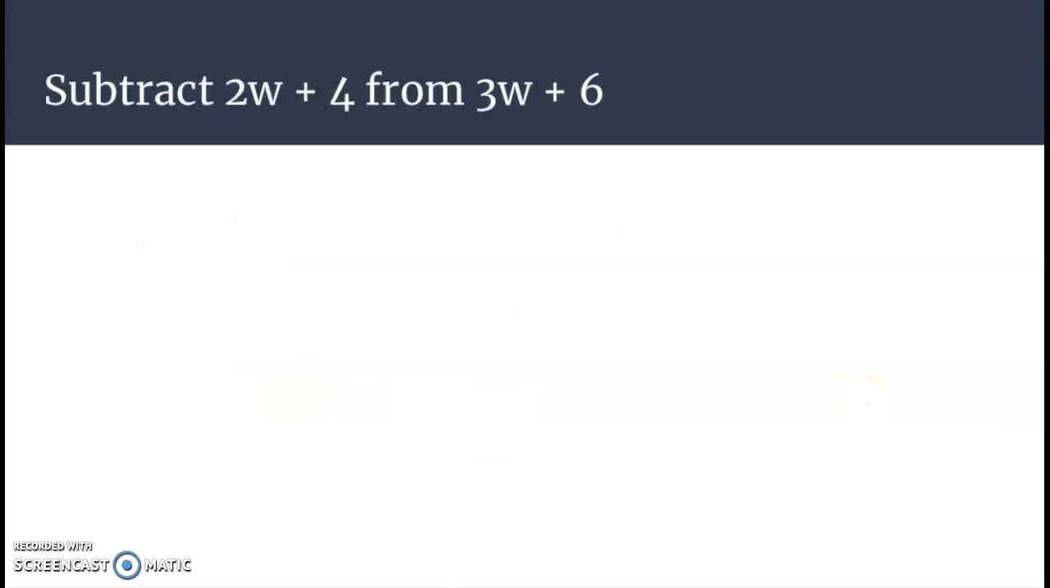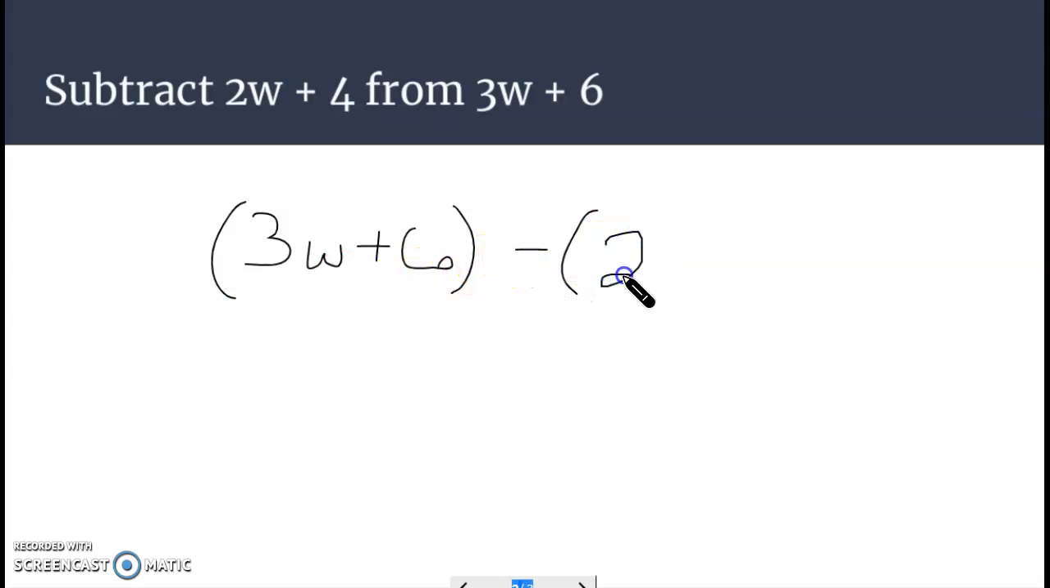Now let's look at subtraction situations. It says subtract 2w plus 4 from 3w plus 6. So we're going to write the 3w plus 6 first, and then I'll put the 2w plus 4 after the fact. Alright, so what happens when you subtract? The negative sign gets distributed to each term in the second parentheses.